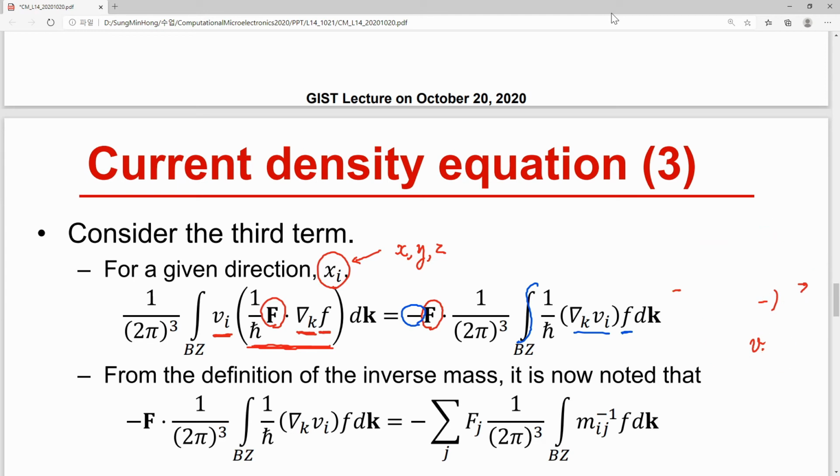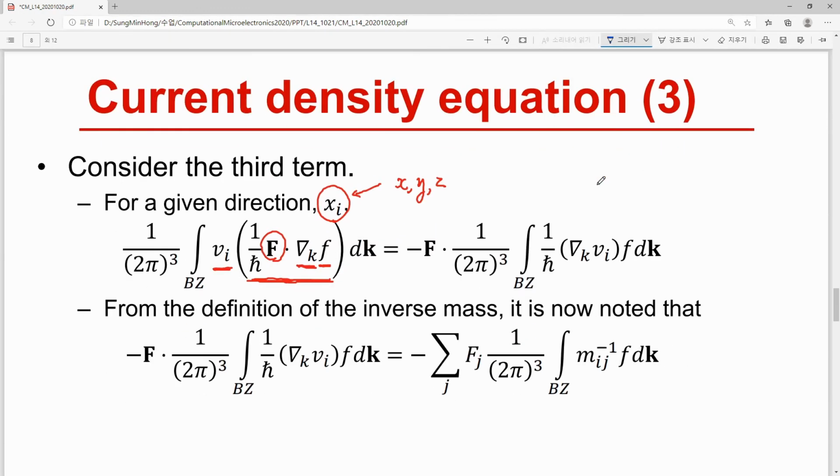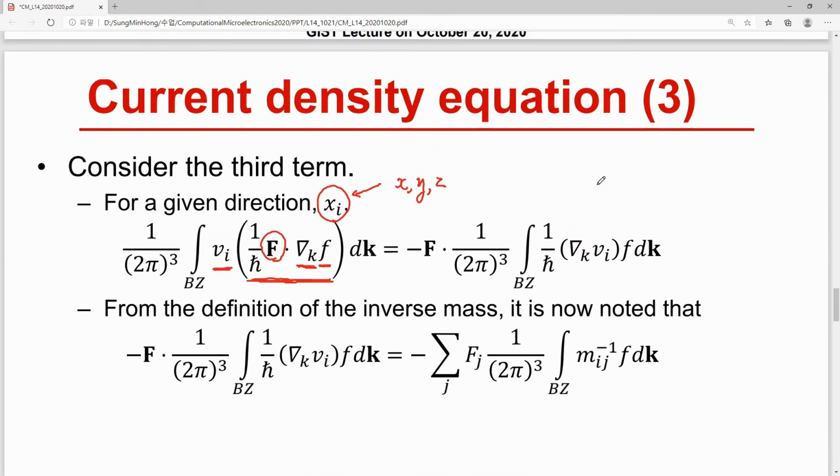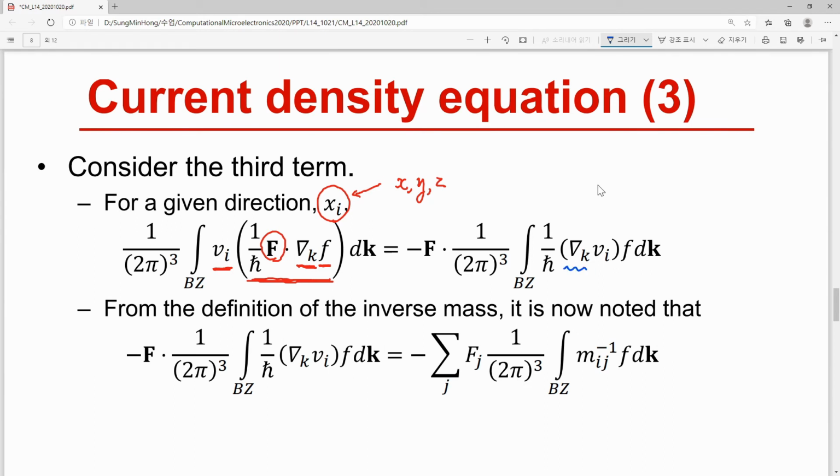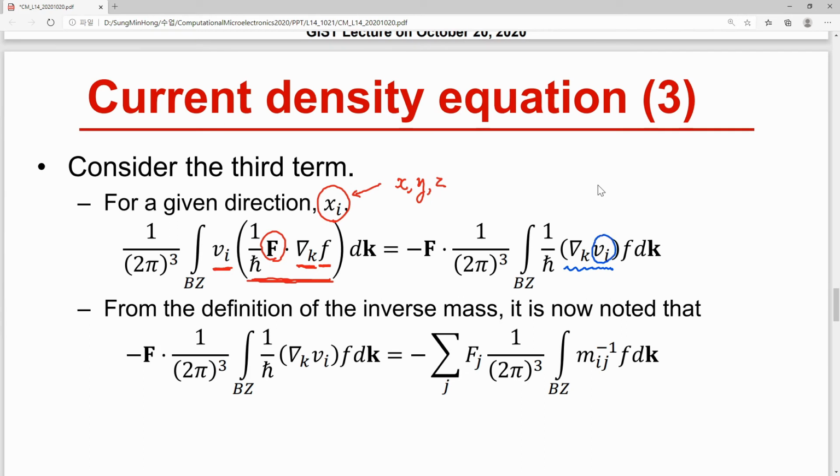Then we need more effort to understand this term further. Now here we have the term like this one. This is, for example, x directional velocity or y directional velocity or z directional velocity. And now we have to calculate the gradient of this quantity. So now we have this quantity, the gradient of a certain velocity component.